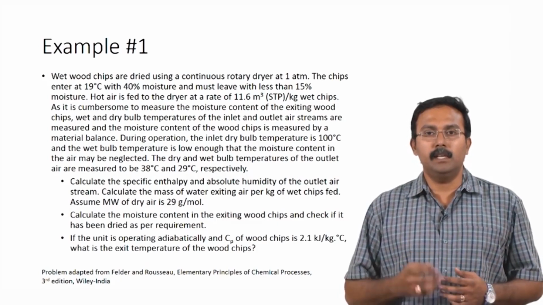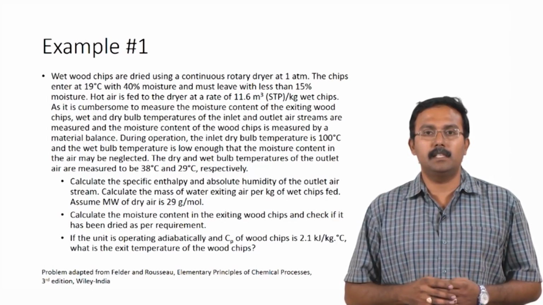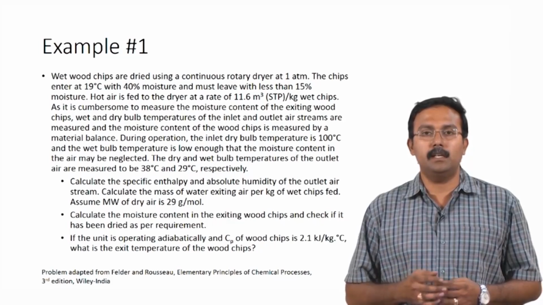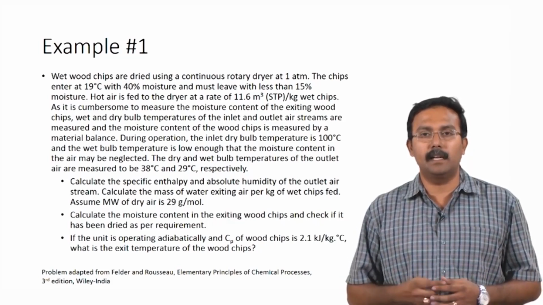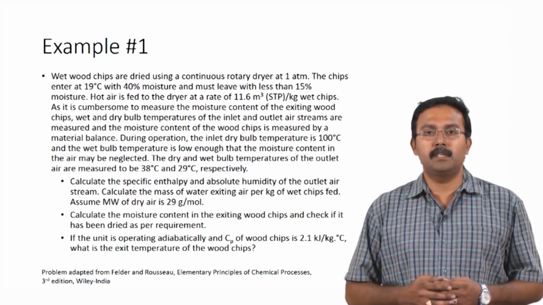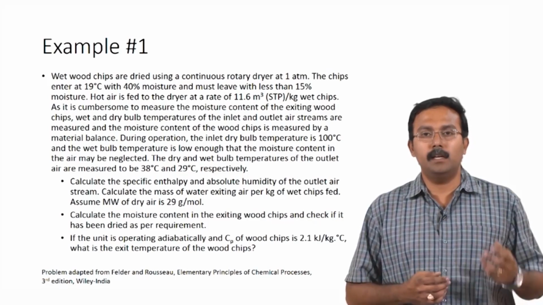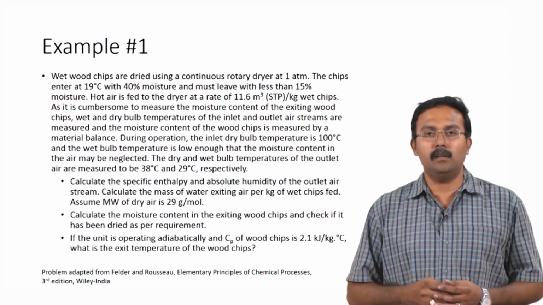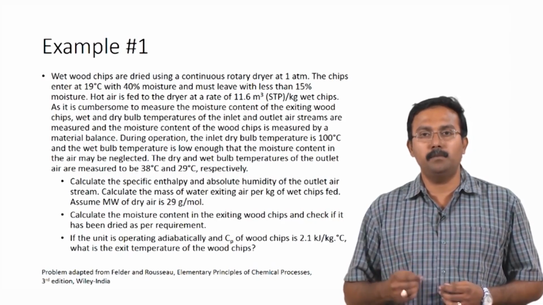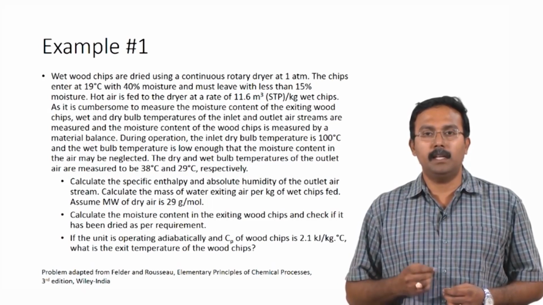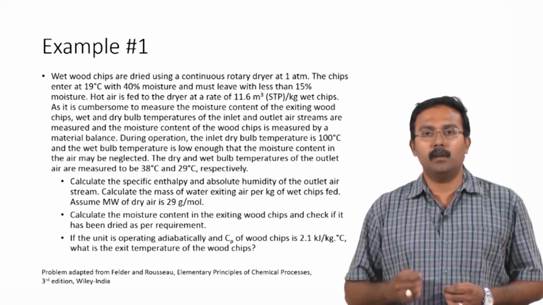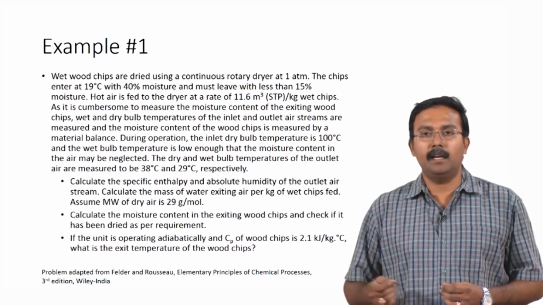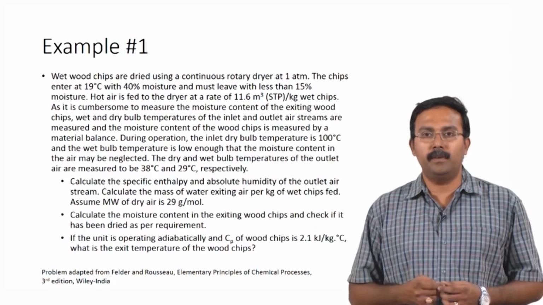During operation, the inlet dry bulb temperature is 100 degrees Celsius and the wet bulb temperature is low enough that the moisture content in the air inlet may be neglected. The dry and the wet bulb temperatures of the outlet air are measured to be 38 degrees Celsius and 29 degrees Celsius respectively. You are asked to calculate the specific enthalpy and absolute humidity of the outlet air stream. You are also asked to calculate the mass of water exiting with air per kilogram of wet chips fed.